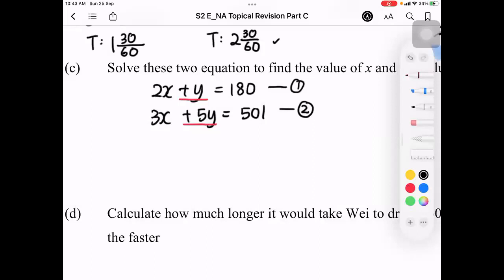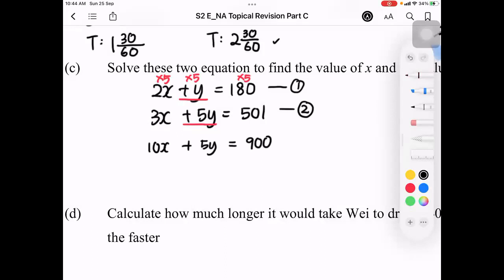Okay, 180. So in this case, what do I need to do? I need to make the y the same. So what can I do? I multiply by 5, everything multiply by 5. This one over here also must remember to multiply by 5. So if that's the case, I get 10x plus 5y equals 180 times 5, 900.